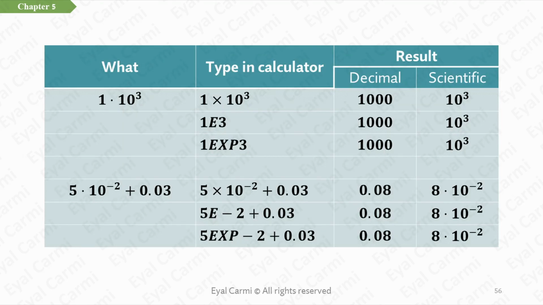Now it's your time to try that in your calculator. Type these two examples and see that you get the results as expected. Your first try is to type in your calculator 1 times 10 to the power of 3. Your second try is to type in your calculator 5 times 10 to the power of minus 2 plus 0.03.